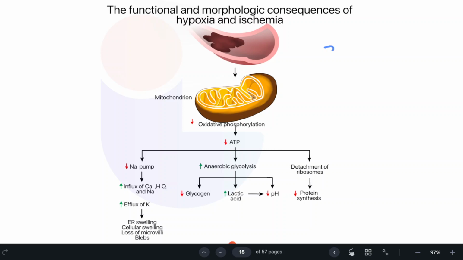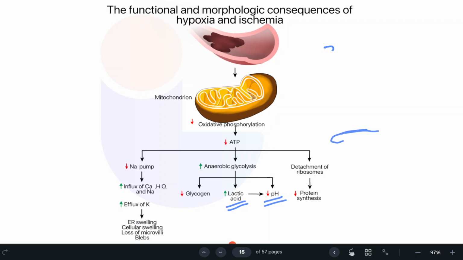What happens if there is less oxidative phosphorylation and less ATP? Anaerobic glycolysis will take place. In anaerobic glycolysis, the glycogen stores will be depleted. The glycogen will be converted to pyruvate and pyruvate to lactic acid. This lactic acid can cause decreased pH. When there is acidity, there will be decreased pH.